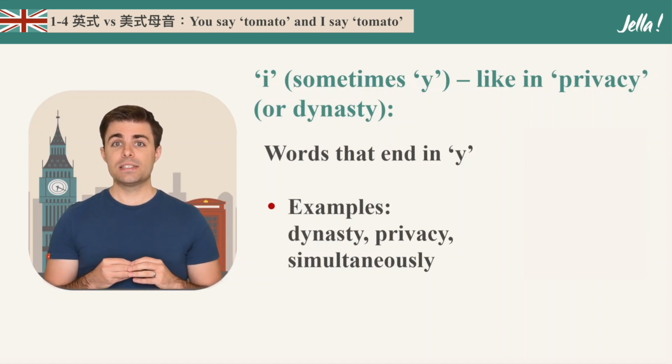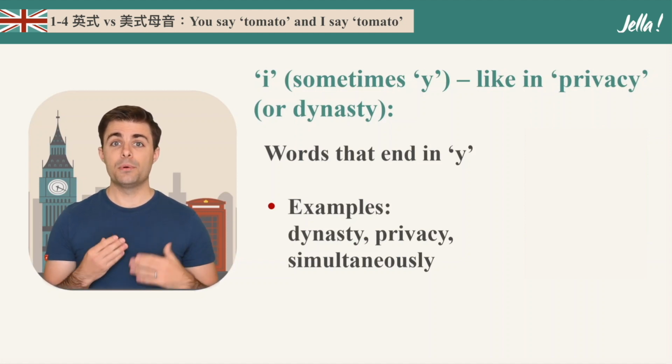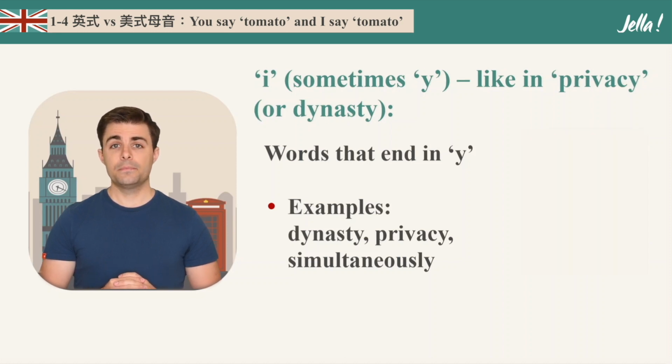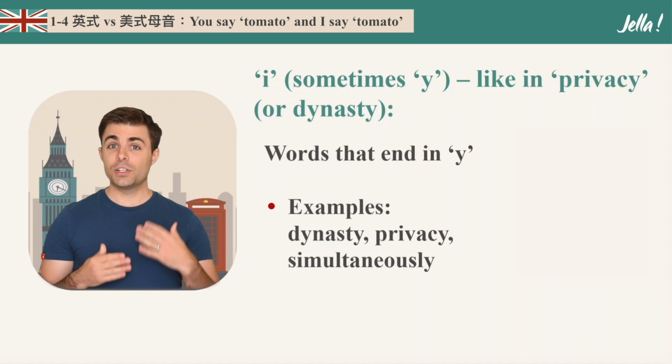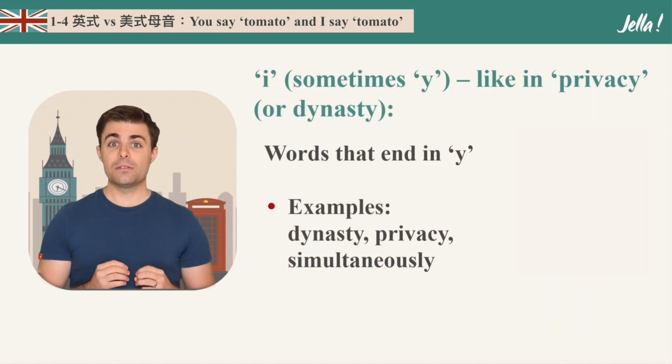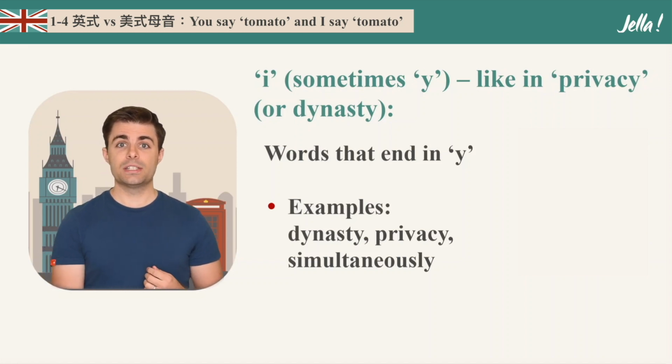So let's have a listen to Kyle first with a general American accent, and then I'll repeat them in British English. Dynasty, privacy, simultaneously. Dynasty, privacy, simultaneously. Hopefully you could clearly hear the difference between that I sound in the GA example, like the letter I, and the I sound that I did in the received pronunciation accents.